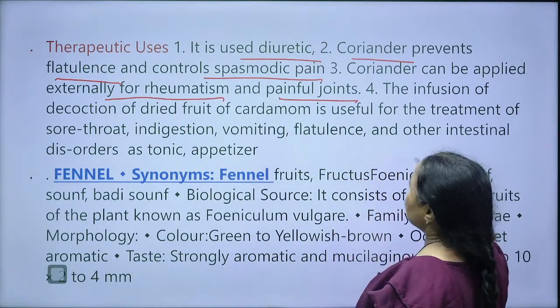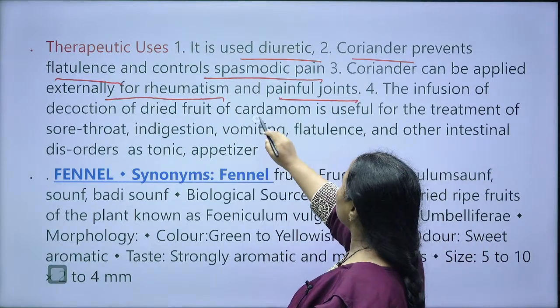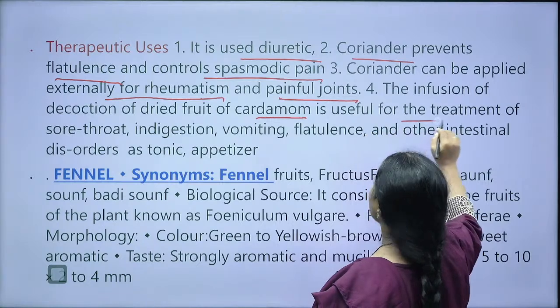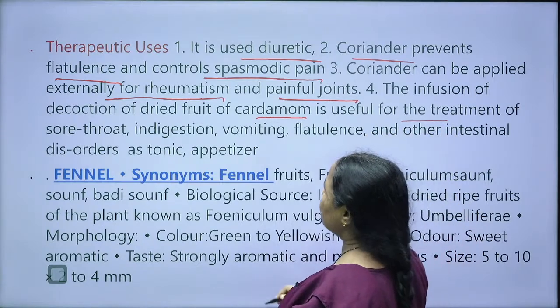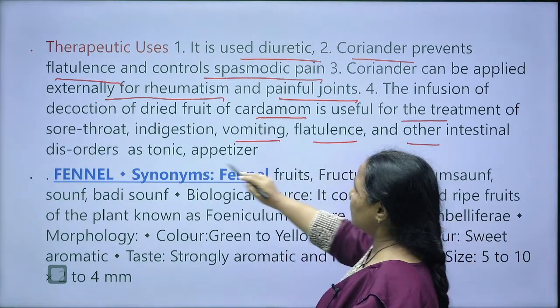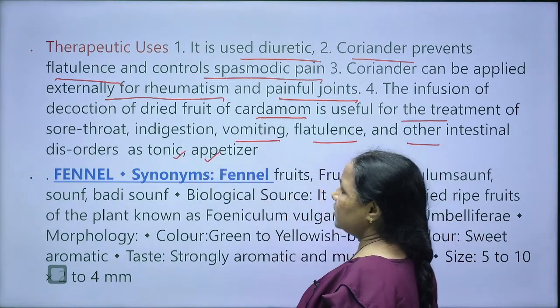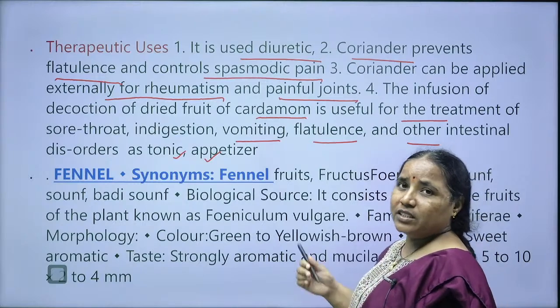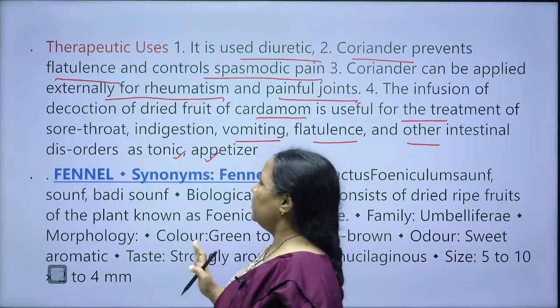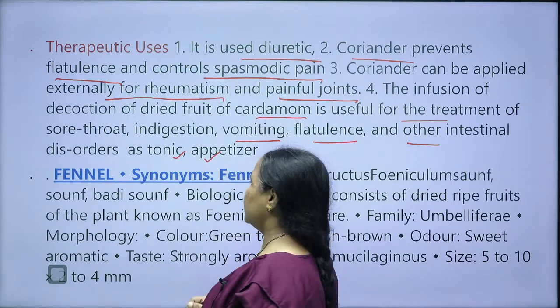And this infusion or decoction of the dried fruit of cardamom is also used for the treatment of sore throat, indigestion, vomiting, flatulence and other intestinal disorders such as tonic and epistaxis. That is a major use of the coriander, which is used as a GI regulator along with the carminatives.